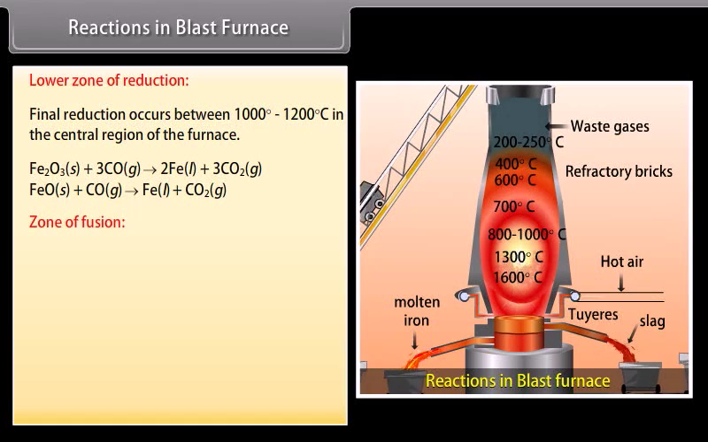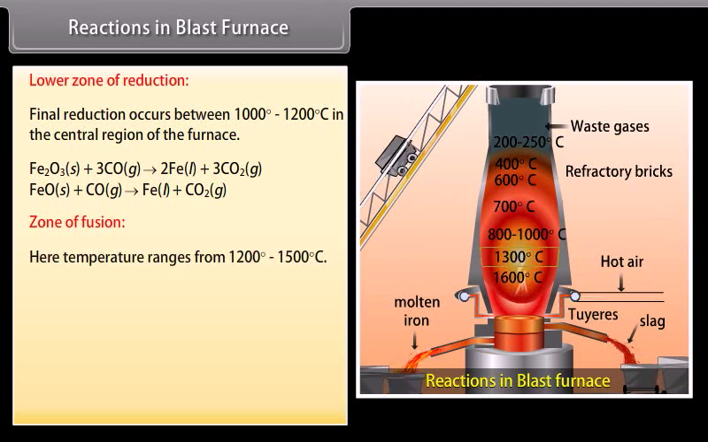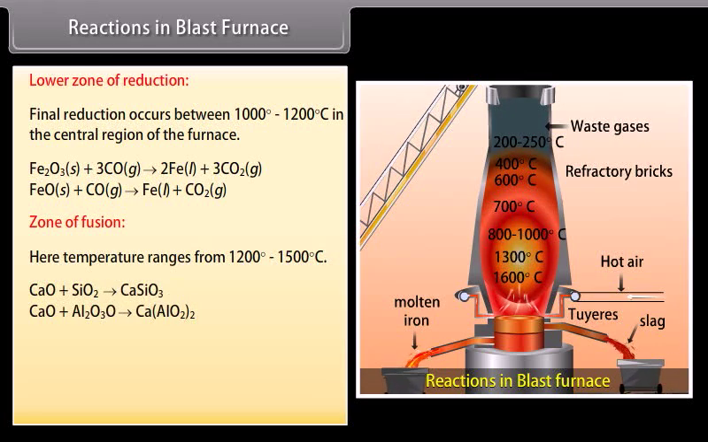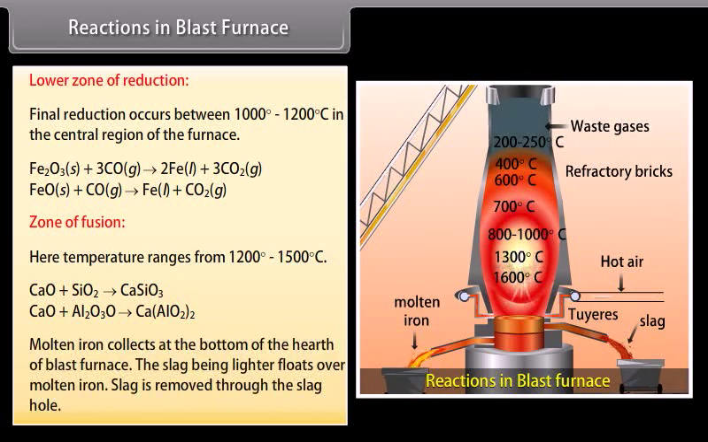Zone of fusion. Here, temperature ranges from 1200 to 1500 degrees Celsius. Limestone decomposes into calcium oxide, which acts as a flux and combines with the impurities of SiO2 and Al2O3 and removes them as slag. Molten iron collects at the bottom of the hearth of the blast furnace. The slag, being lighter, floats over molten iron. Slag is removed through the slag hole.